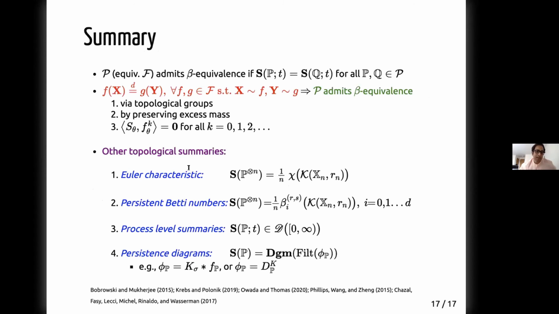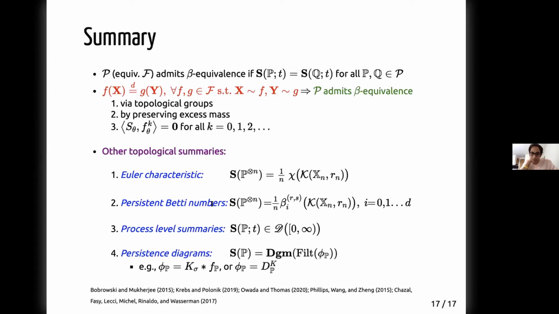The Euler characteristic and the persistent Betti numbers also admit invariance for Betti equivalent families in the thermodynamic limit. It's easy to see that it holds for the Euler characteristic because it's just the alternating sum of the Betti numbers. But for the persistent Betti numbers, a recent paper by Johannes Krebs and Wolfgang Polonik shows that the thermodynamic limit of the persistent Betti numbers as well admits the same functional form that guarantees that Betti equivalence holds.